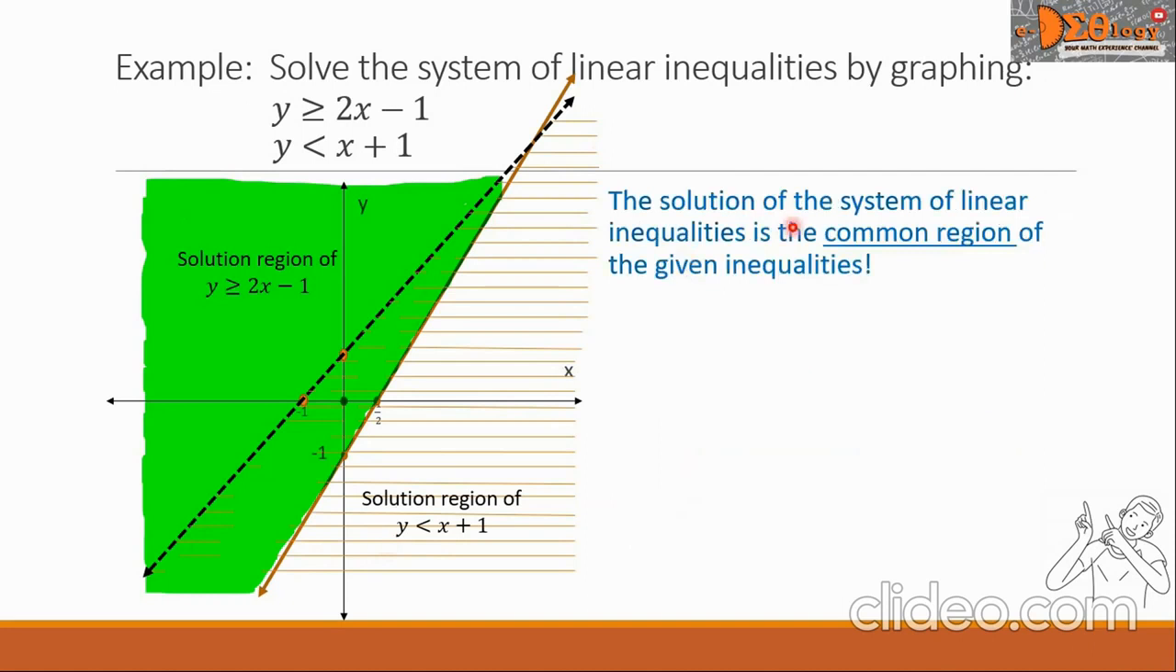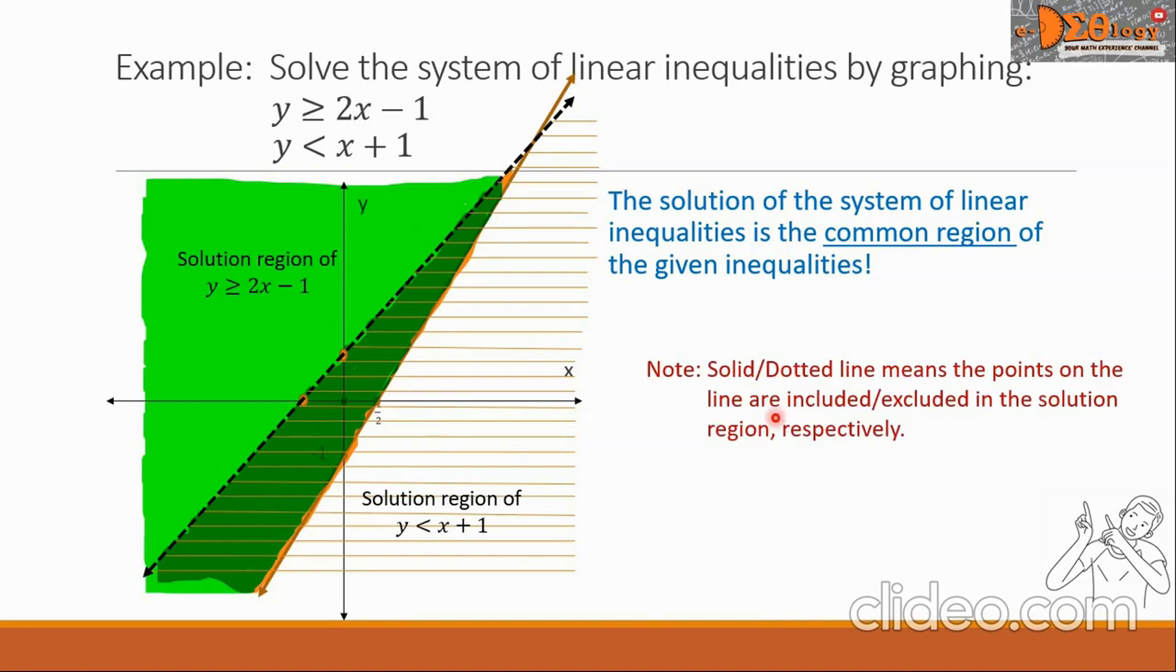Now, the solution of the system of linear inequalities is the common region of the given inequalities. In our figure, we can see that the common region is this area here. And let us shade that or darken that area. And this darker area here is the solution of the system of linear inequalities.